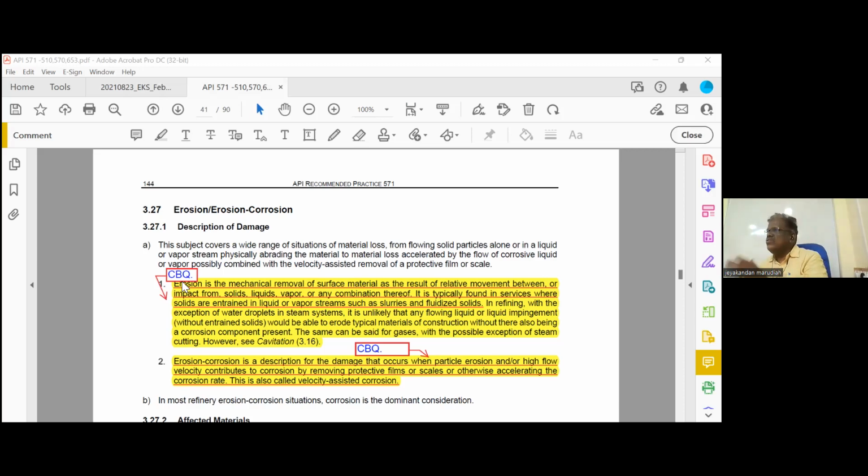So to avoid erosion, we have to increase the surface hardness. We can go for a surface hardening treatment, or if it is not hardenable, you have to increase the thickness to compensate for the erosion. That is separate. Coming to corrosion, corrosion is an electrochemical reaction.